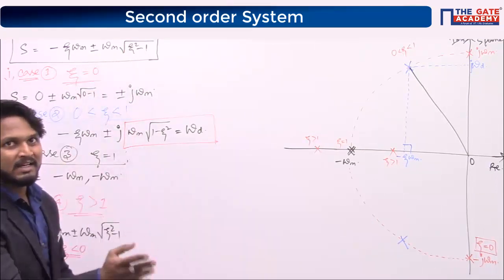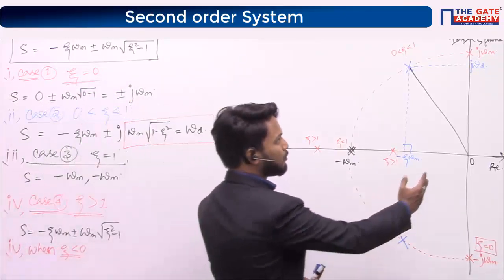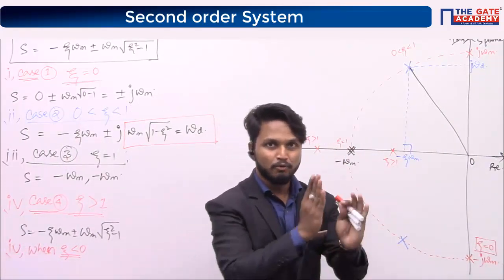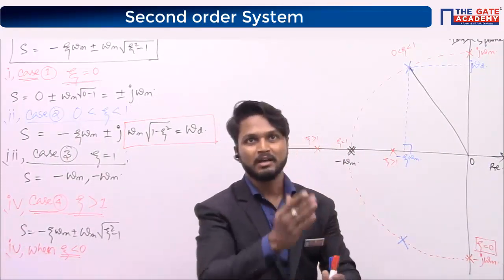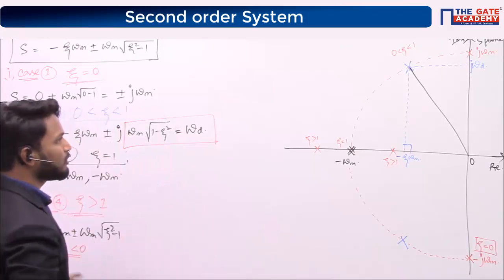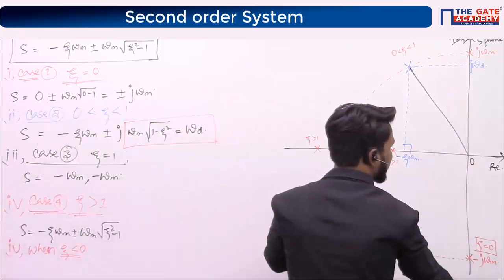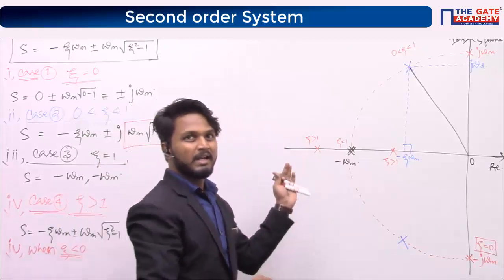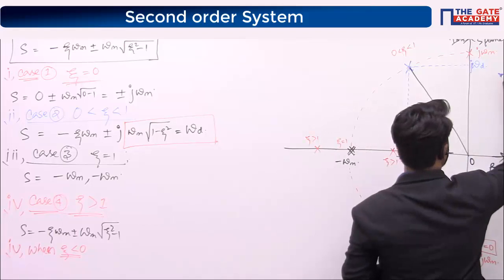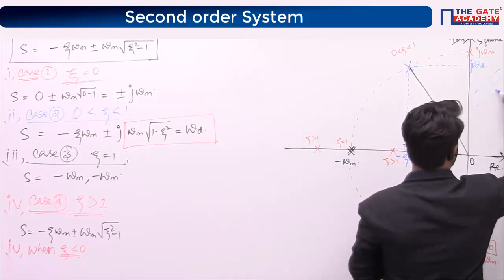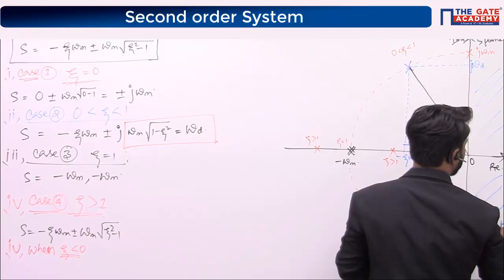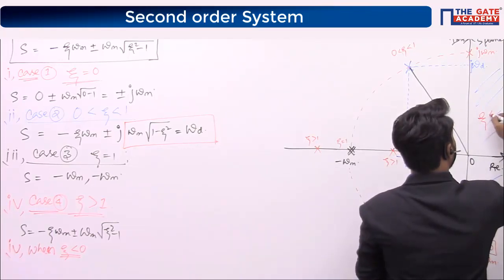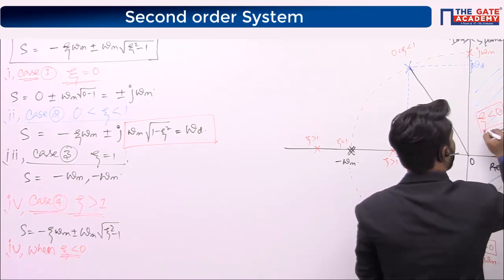So if zeta is less than 0, you will get roots in the right half of the S-plane, right? Right half of the S-plane means towards the right side of the j omega axis. In the earlier cases, you are getting all the roots towards the left side of the j omega axis, whereas if zeta is negative, you will get the roots on the right side of the j omega axis. So this is the case when zeta is less than 0. When zeta is less than 0, roots will be in the right half.